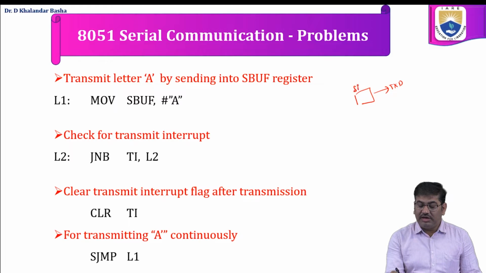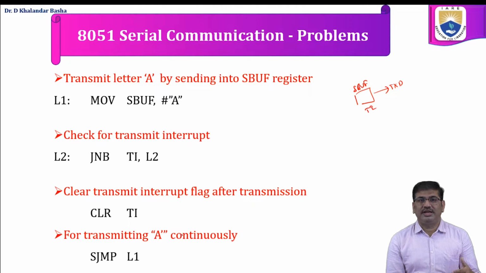We can know the data is transmitted by checking the TI. For checking this TI, we will write JNB TI, L2, which means when the TI bit is equal to 0, the transmission is still taking place. So we are checking the TI bit, that is the polling method. Till TI is equal to 1, this will be executed repeatedly. Once TI is equal to 1, we come out of the loop, where we can clear the transmit interrupt by using the instruction CLR TI.